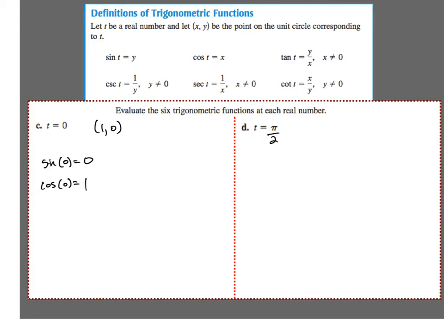So what do I get? 1. And then tangent. How do I want you to think of tangent? The y over the x. So I get 0 over 1, which is 0.